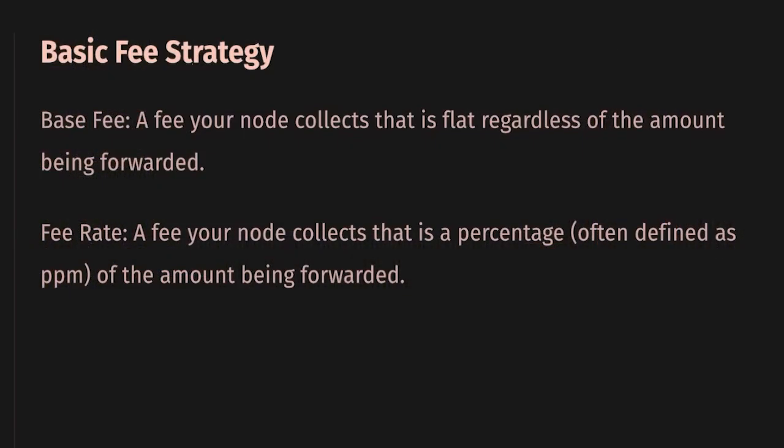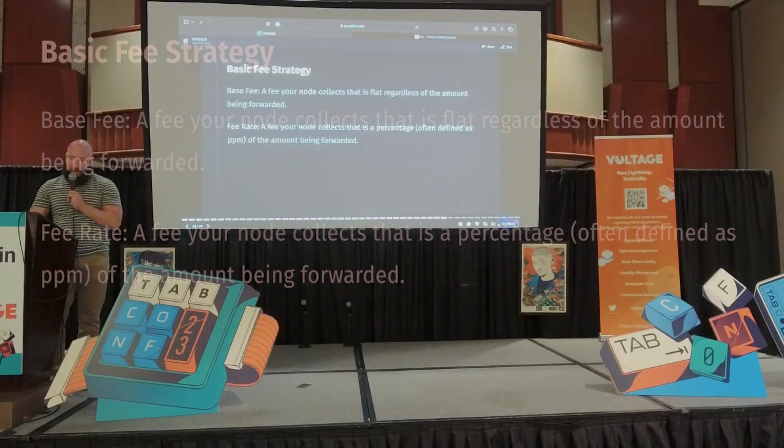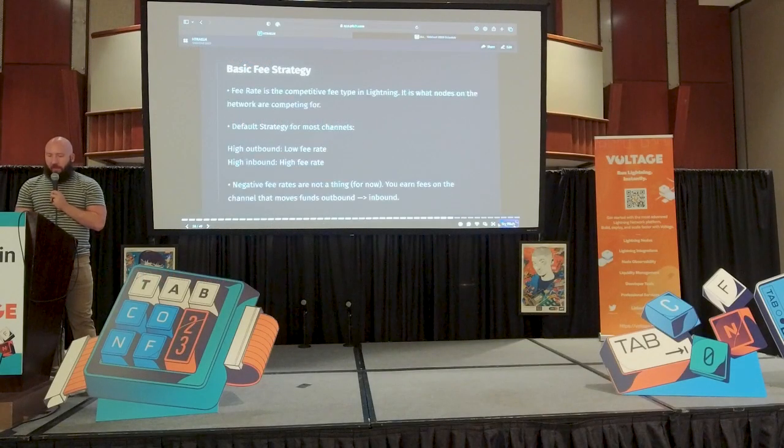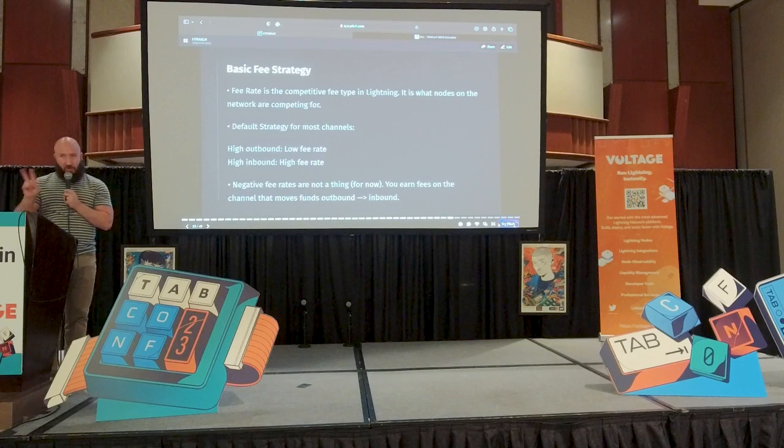Okay, there's two types of fees that you can earn and pay on the Lightning Network for routing. Base fee, pretty simple. It's a flat fee regardless of the amount being forwarded, and a fee rate is a percentage, often defined as parts per million, of the amount being forwarded. So there's two real strategies.